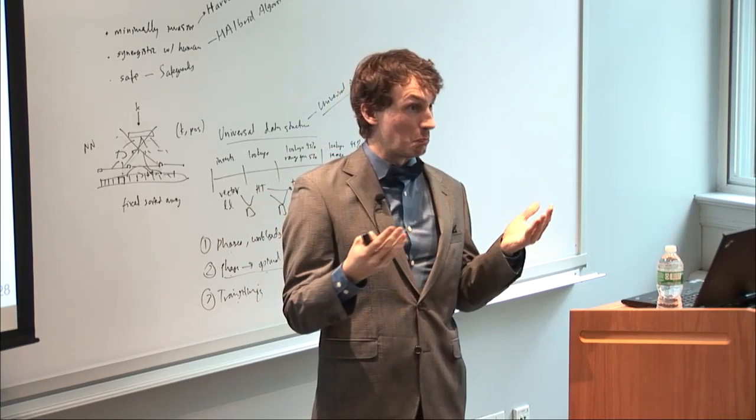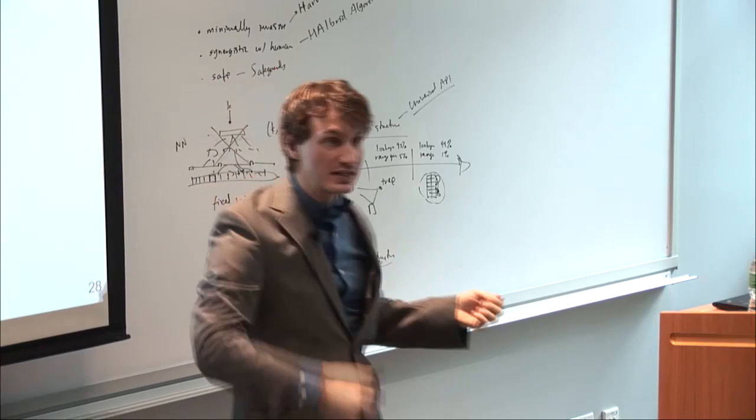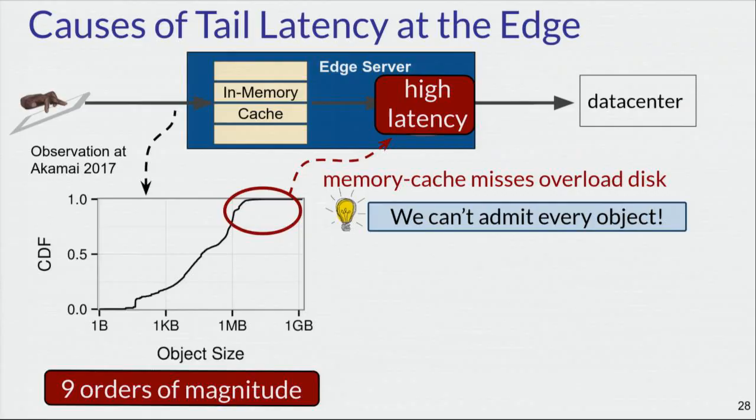So what could you do? Well, a pretty obvious idea is maybe those large objects over here, maybe they should just not enter the cache in the first place, right? They were the reason we have these drops in hit ratio and these bursts of misses to the disk cache. So you might say, we just can't admit every object.